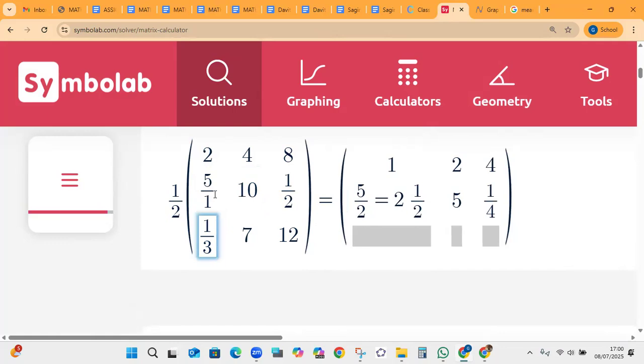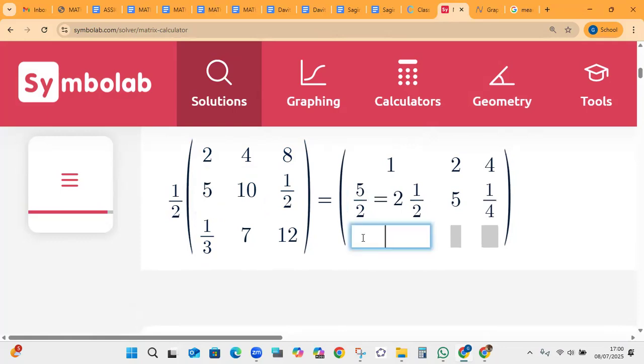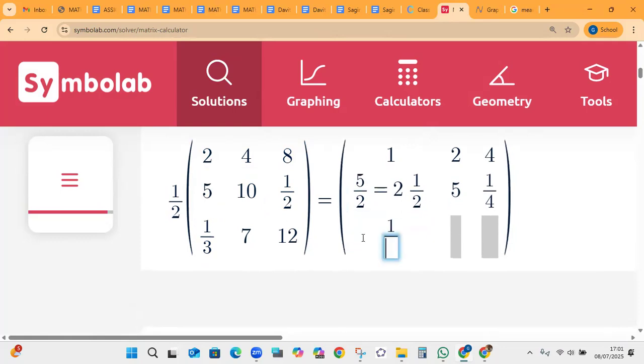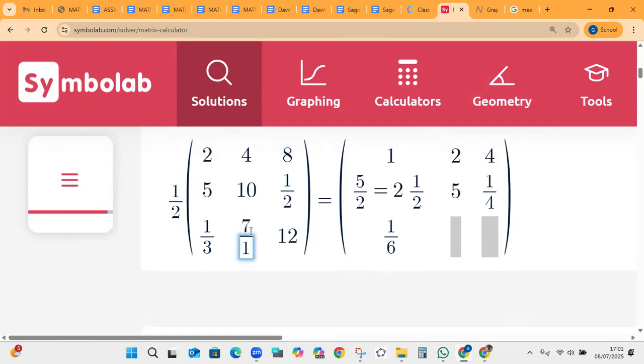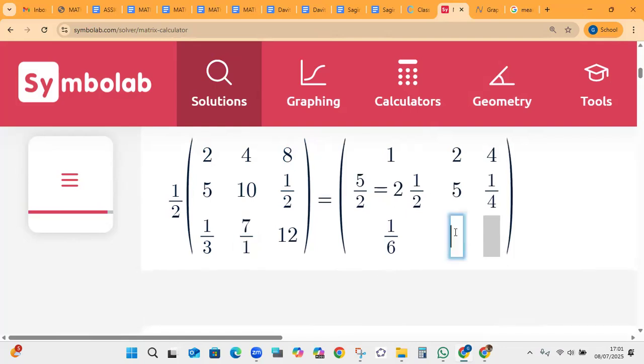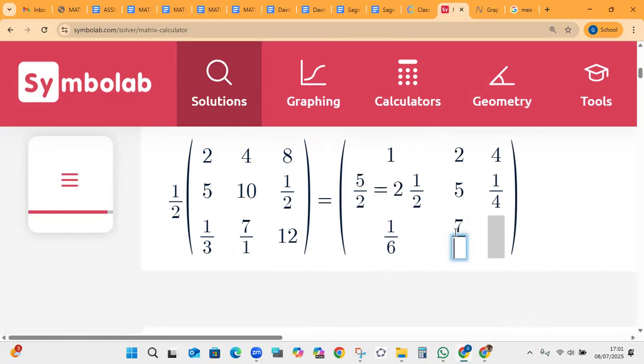So a half of a half is a quarter. What about a half of a third, or half times a third? 1 times 1 is 1, 2 times 3 is 6. Numerator times numerator, denominator times denominator. That's how you multiply fractions. A half times 7, half of 7. This is 7 over 1. So 1 times 7 is 7 and 2 times 1 is 2. So that will be 7 over 2.